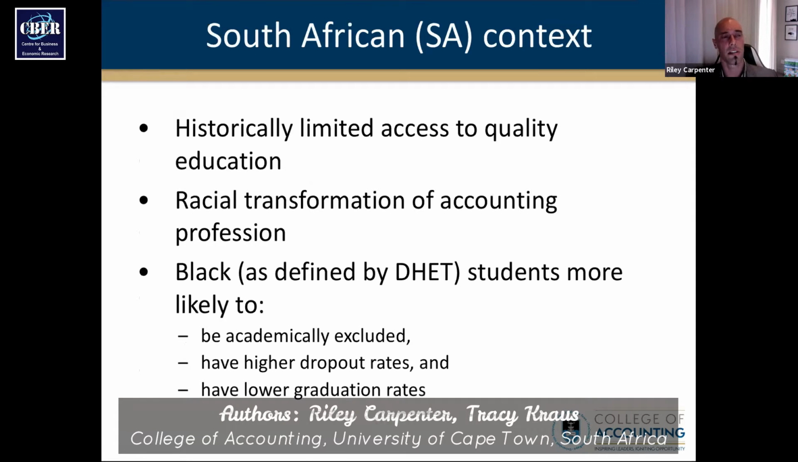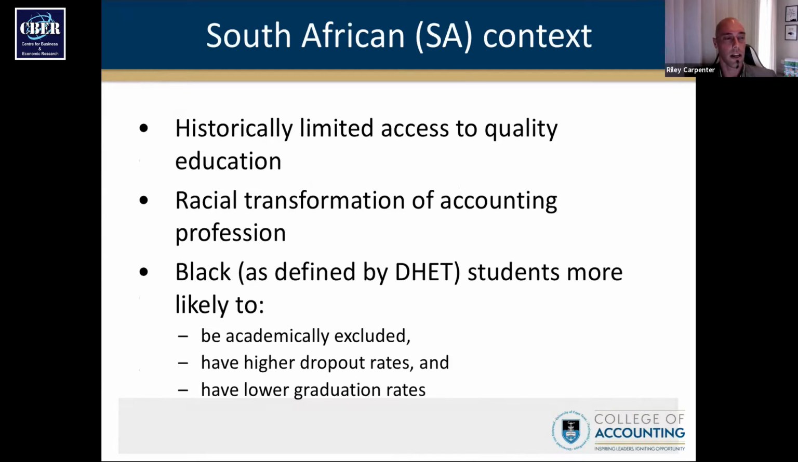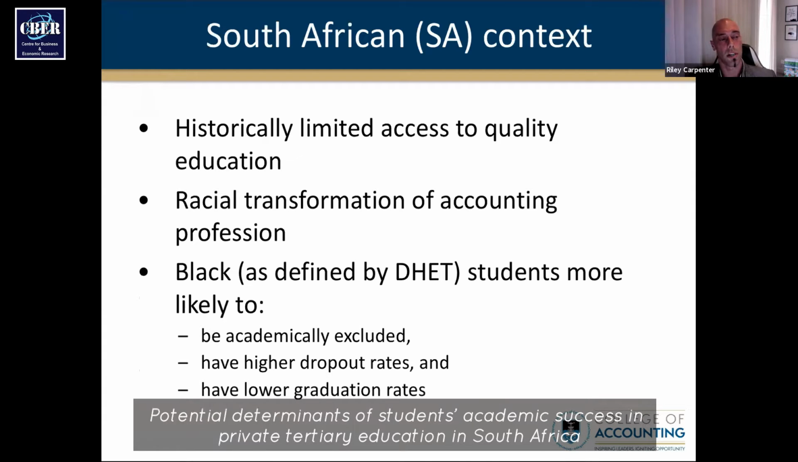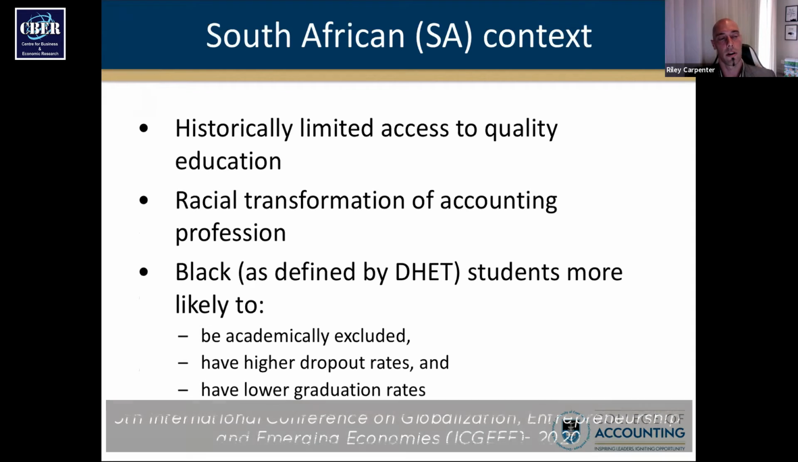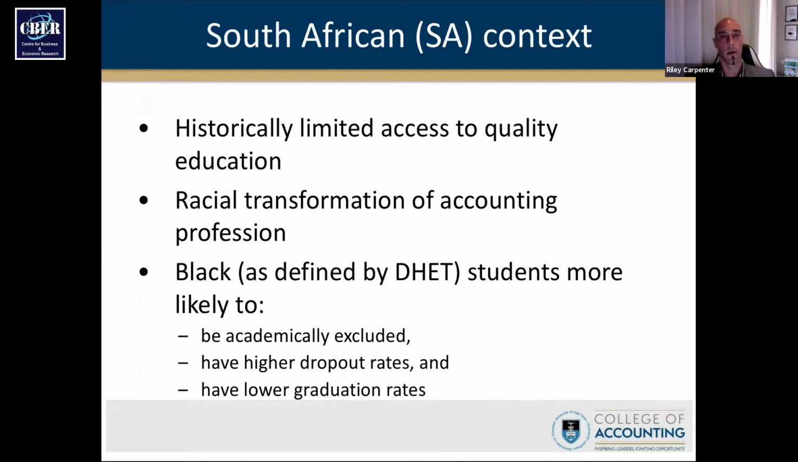So in terms of the South African context, historically, there's been limited access to quality education in the country. And there's a requirement that there needs to be racial transformation of the accounting profession. Black students are more likely to be academically excluded, have higher dropout rates, and have lower graduation rates in South Africa. And when I say black, for my international colleagues, that's black as defined by the government and the Department of Higher Education and Training to be Black, African, colored, and Indian students.